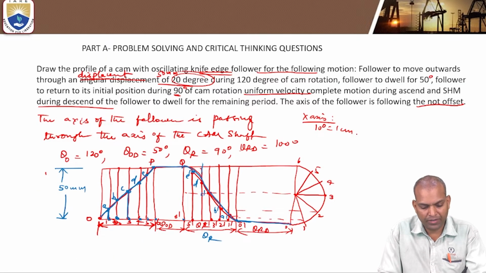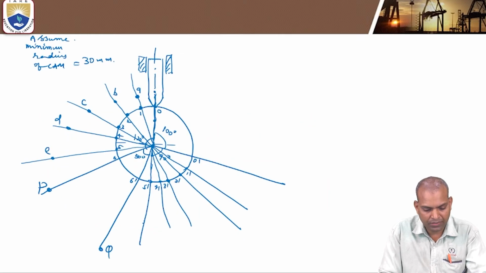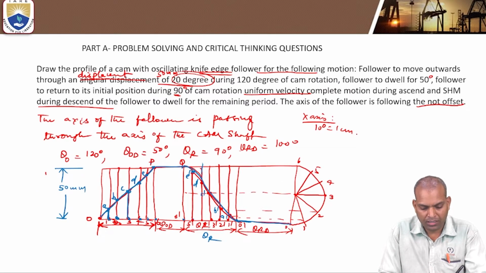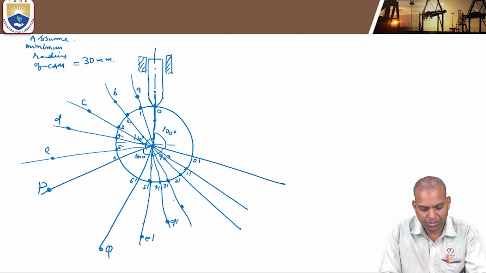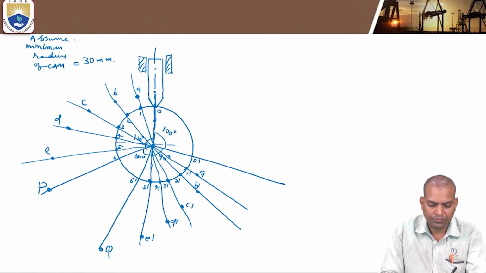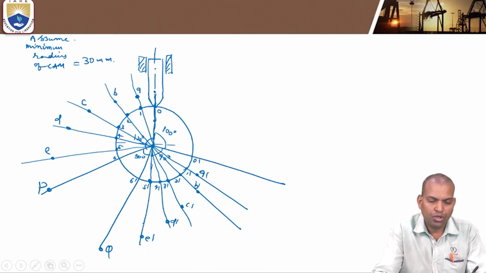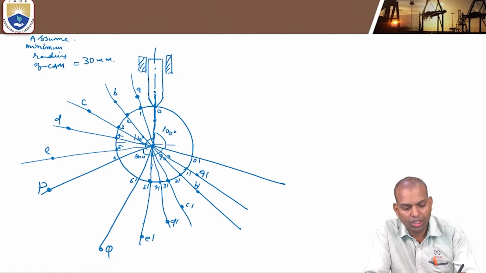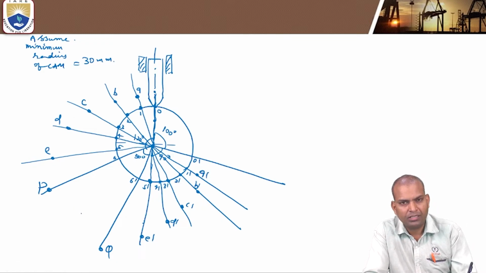5 dash, where is 5 dash? 5 dash to E dash. This is the 5 dash point. Mark it here, E dash. 4 dash to D dash. 3 dash to C dash. 2 dash to B dash. 1 dash to A dash. It is 0. So now join all these points.